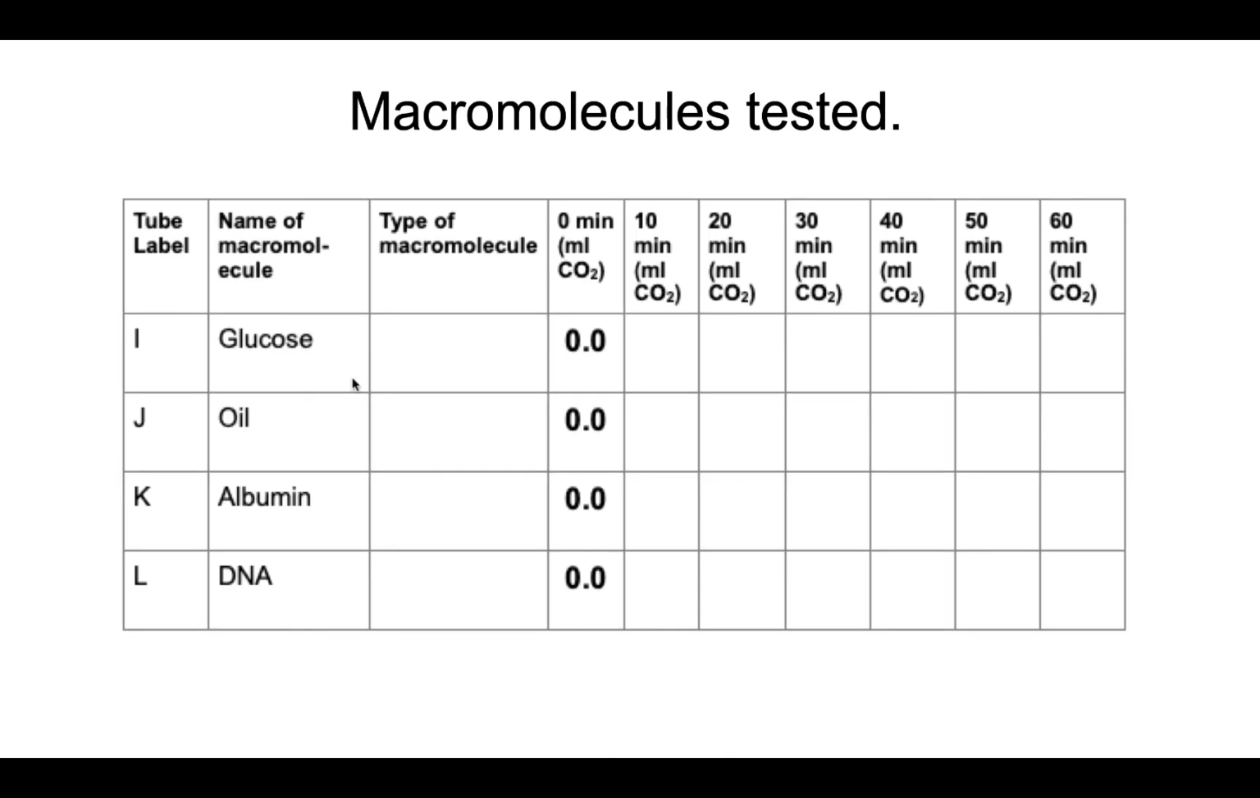So you're going to try, our control is glucose. We know that yeast can ferment glucose. But what about oil? What about albumin? What about DNA? These are 3 different types of macromolecules, and I want you to fill that out. We're going to do the same thing. Mix the yeast with each one of these different molecules in 4 separate experiments, and then measure the amount of CO2 that accumulates over the course of an hour.